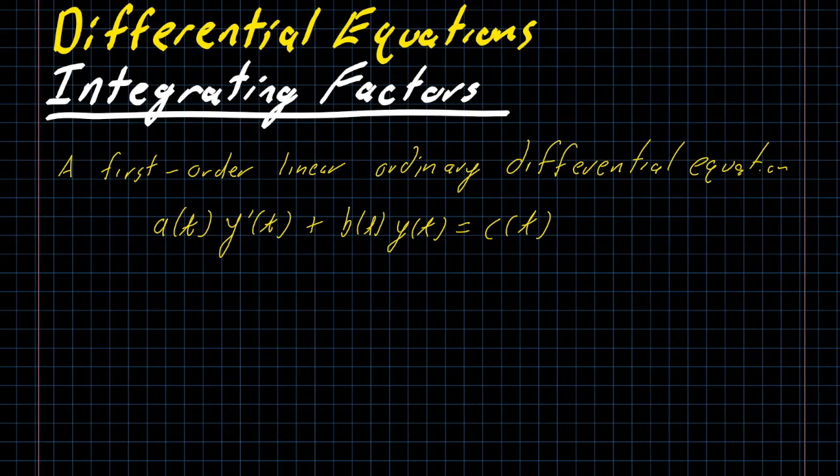The first thing I want you to notice on this equation is that it is not separable. You cannot get the y's on one side and the t's on the other, even if a, b, and c are constant, unless you have the situation where one or more of them is zero.